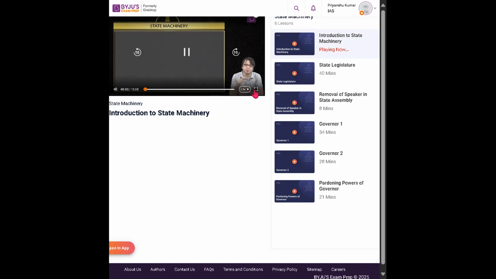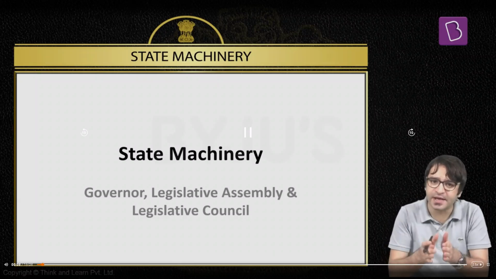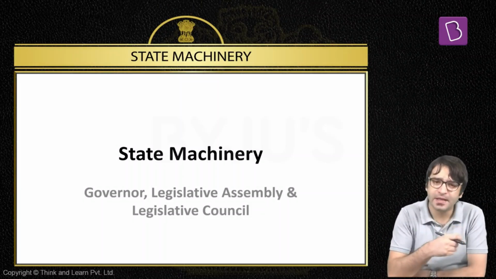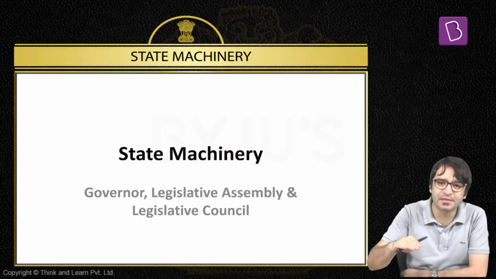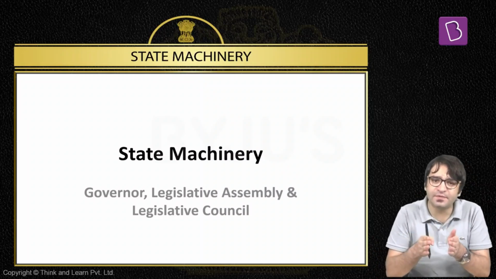In this lecture, let us discuss state machinery. And in state machinery, we will discuss state executive and state legislature. But let me take you back to the previous discussions we have had. When we discuss union executive, what did I tell you? Union executive consists of president, vice president, prime minister, council of ministers, and the attorney general for India. Clear? In a similar fashion, we have the state executive as well.